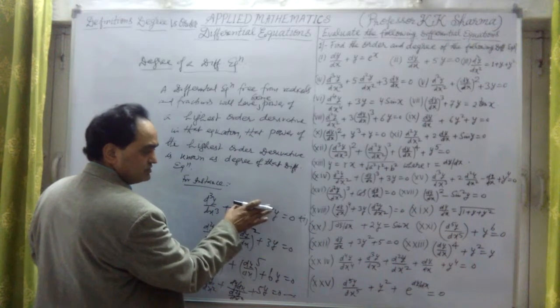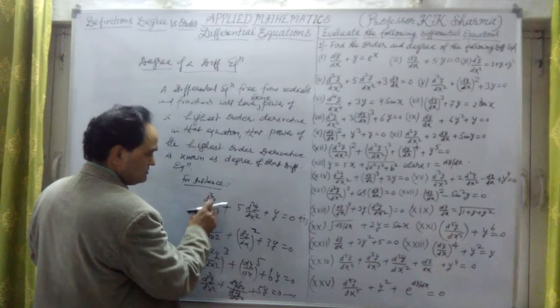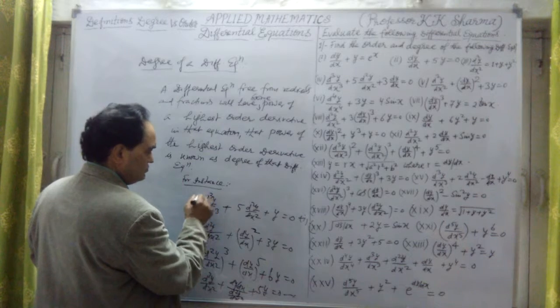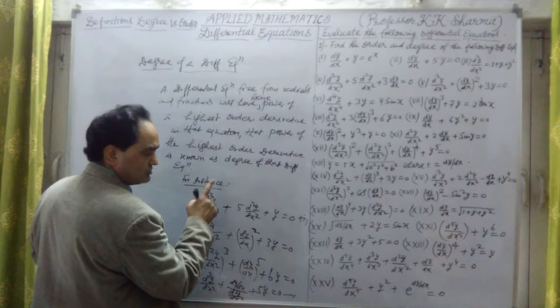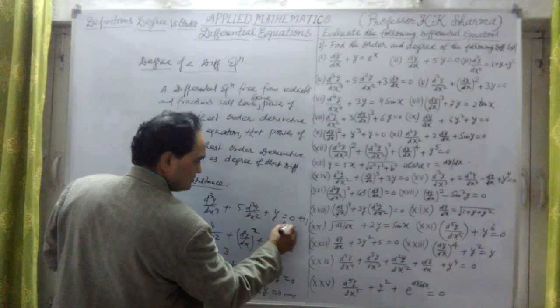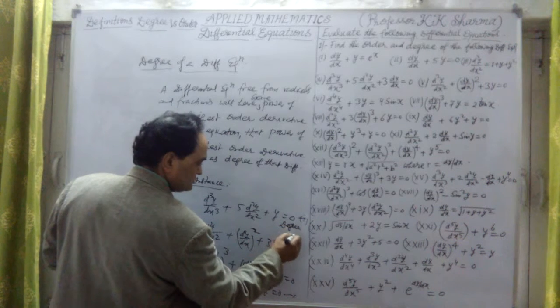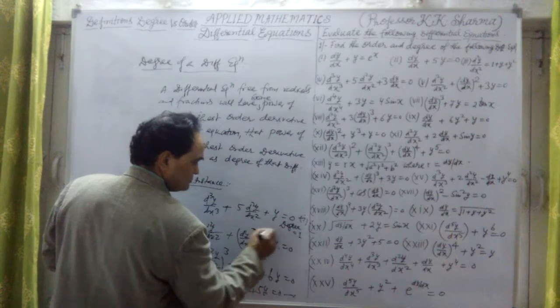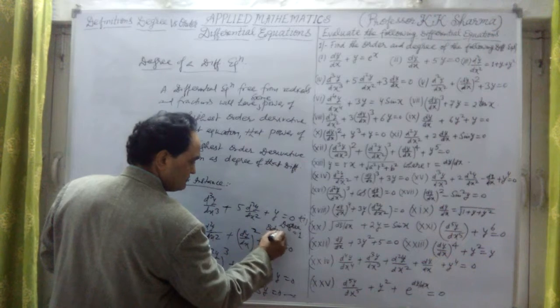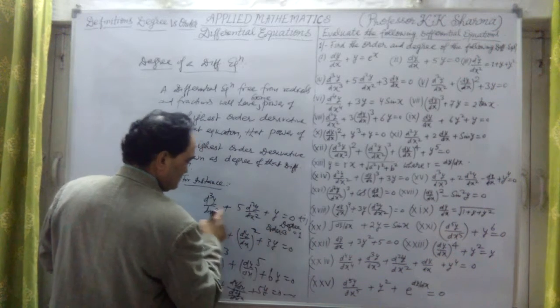This is a third order differential equation, but the third order derivative has a single power, only one power. So the degree of this equation is 1, and the order is 3.